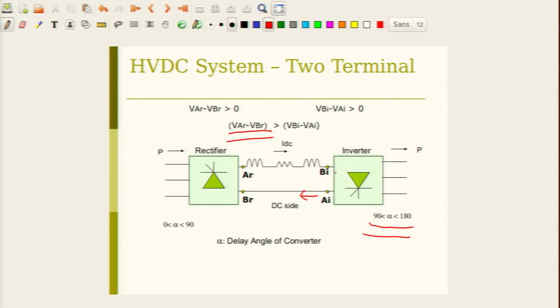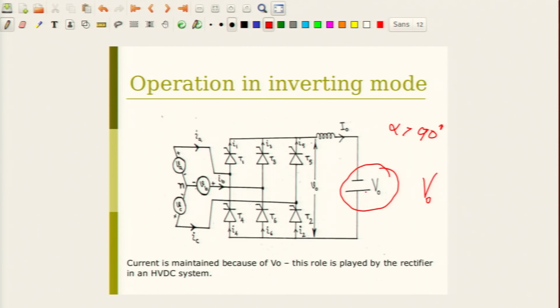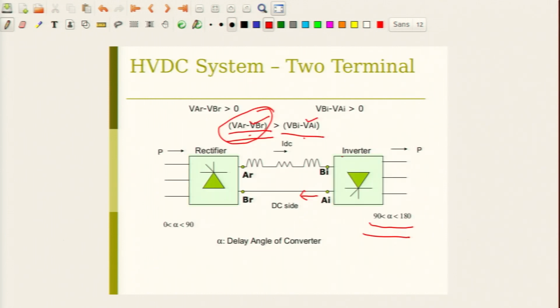Remember that this potential is higher than this potential, current will flow like this only if VBR is greater than VBI AI. Okay. So, this is also true. So, this is positive, but this is a greater number than this. And in fact, this plays the role of the voltage source which we saw in the previous slide. If you look at the way things are, this is BI and this is AI, and this voltage is what the rectifier voltage appears as at the inverter.